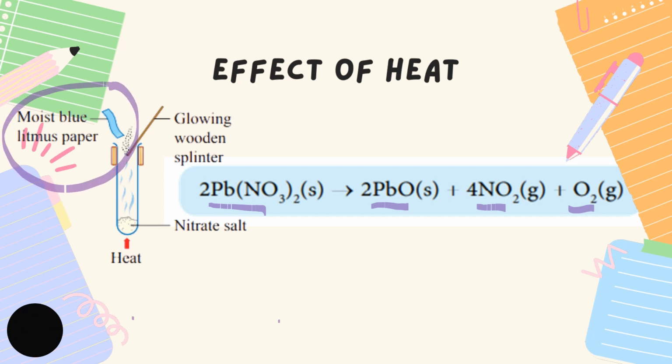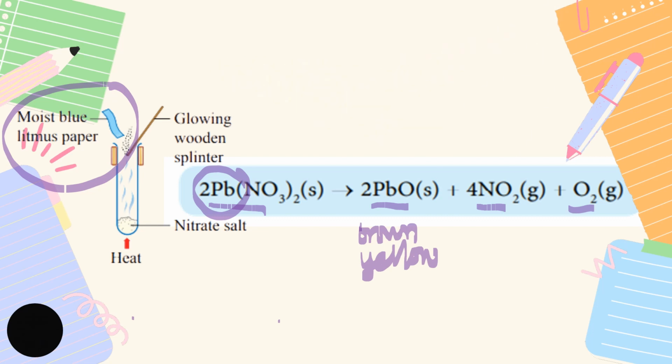Okay, as for the lead oxide, which is the residue, the color of lead oxide is brown when hot and yellow when cold. So when the residue shows the color brown when hot and yellow when cold, we know that the cation in the salt is lead(II) ion.